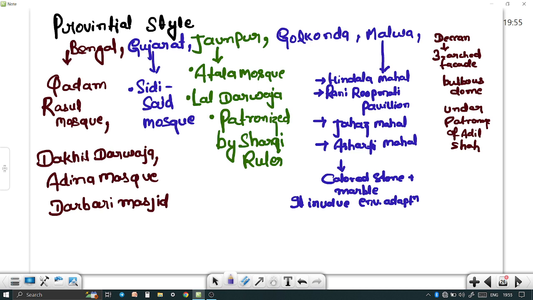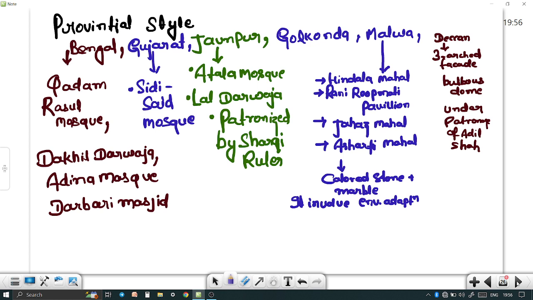In Jaunpur, it was patronized by the Sharqi rulers, and it avoided the use of minars. The basic feature of Jaunpur is that minars are absent there, and it includes Atala Mosque and Lal Darwaja Mosque in Jaunpur, having no minars.